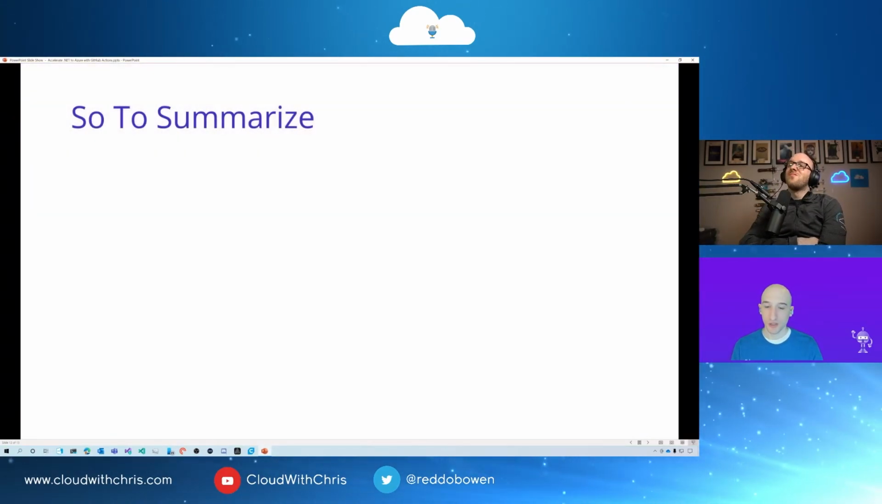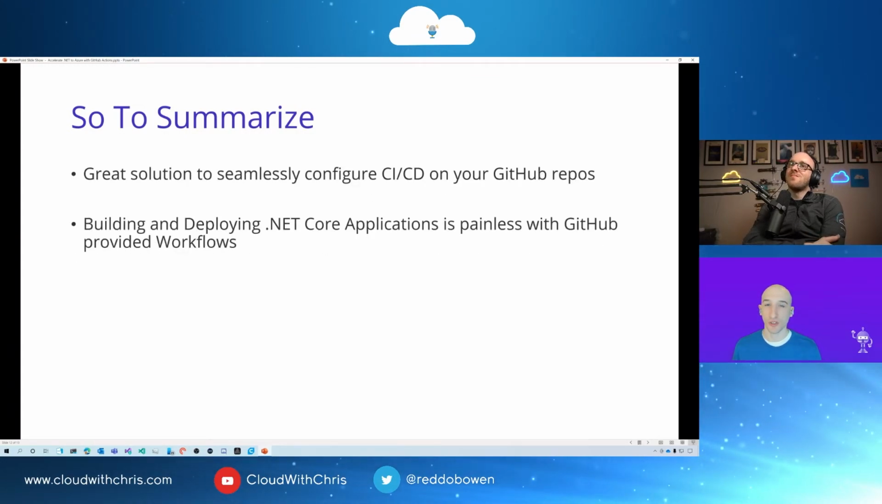Yeah. So to summarize, where are we at, right? So there's a great solution to configure CI/CD on your GitHub repos, right? That's one of the things I really want to call out with GitHub Actions. And building and deploying .NET Core apps is painless, and the provided workflows are extremely valuable. There are some workflows that I didn't even know I could take advantage of until I looked into them a little bit and said, oh, I could definitely use that for some of my workflows.